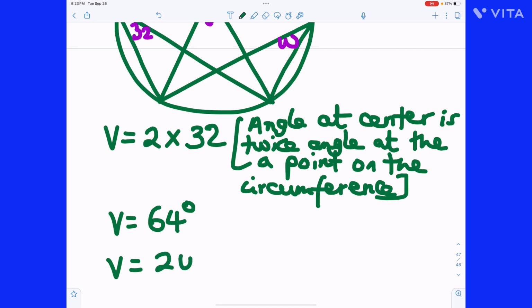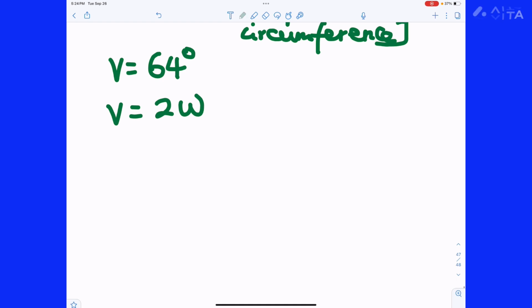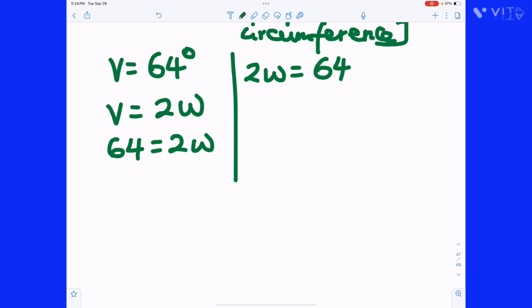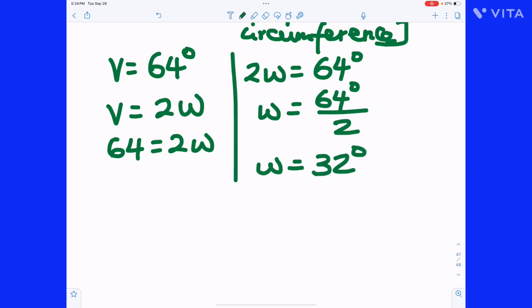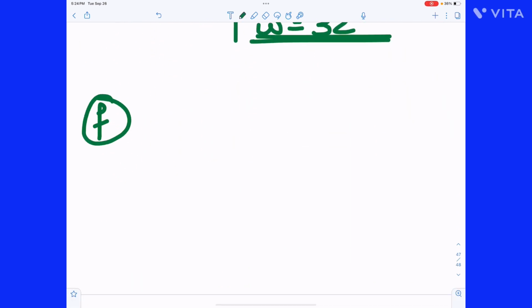But you know that V is also 2W, because the same way V is formed at the center on this arc, on that same arc W is formed at a point on the circumference. So V will be 2 times W. Can you see my lines? Look at it very well. V is also equal to 2 times W. So 64 is 2W. Is that clear? 2W is 64. W will be 64 over 2, and W will be 32 degrees. So that ends question E. Let's go to F next.